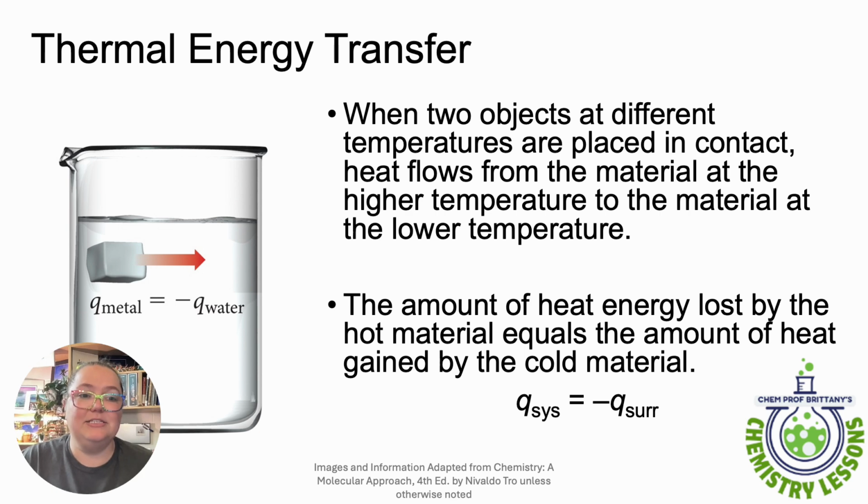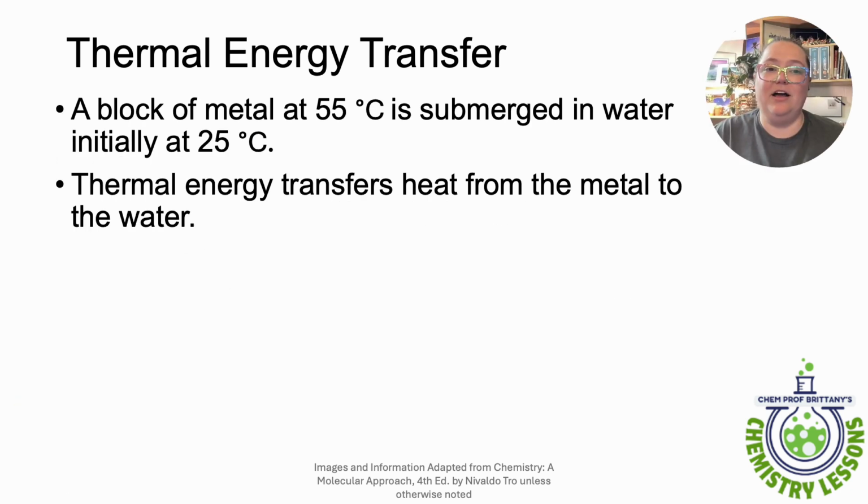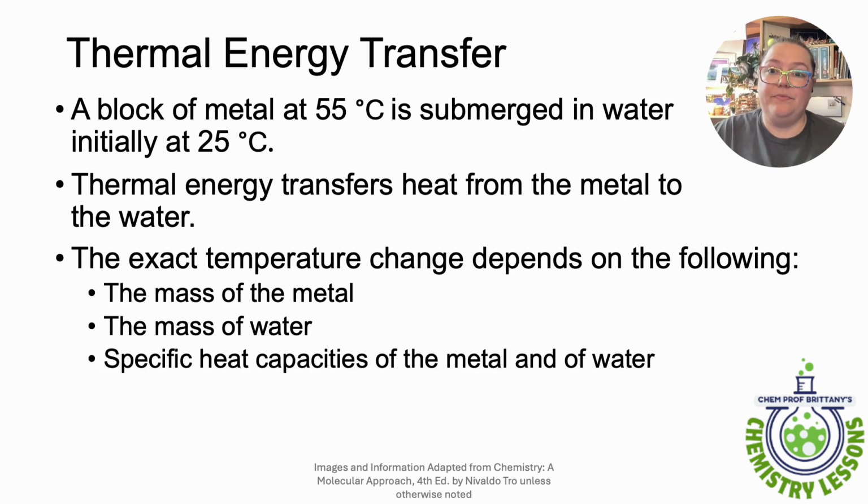So let's think about this specifically. We've got a block of material, a metal, at 55 degrees that gets put into water that's about room temperature, initially 25 degrees. This thermal energy is going to transfer from the hot thing, the metal, to the cold thing, the water, until we get to thermal equilibrium. Exactly how much that temperature changes depends on how much metal there was, the mass, how much water there was, the mass of that, and the specific heat capacities of both of those things.